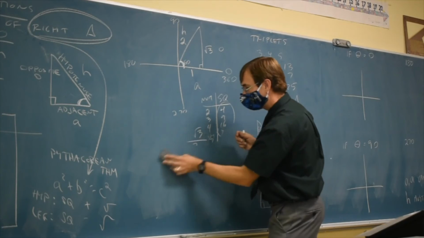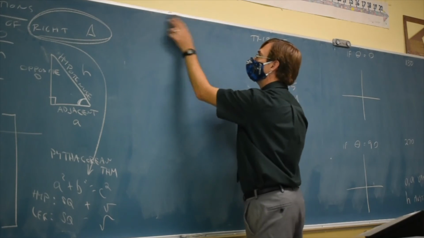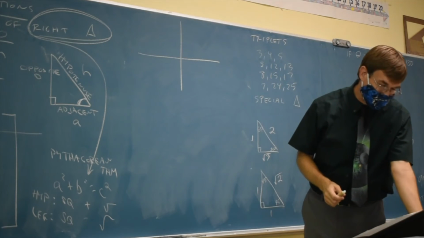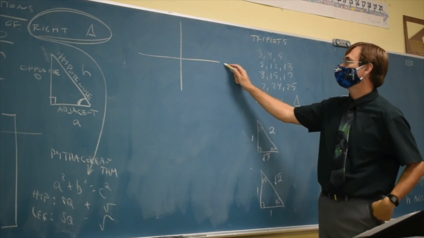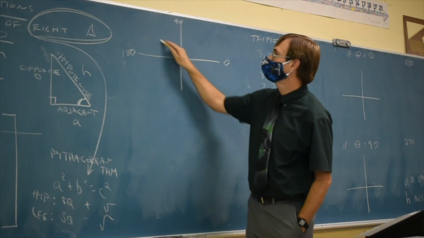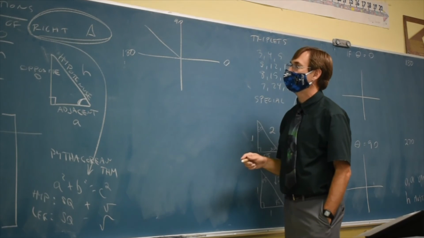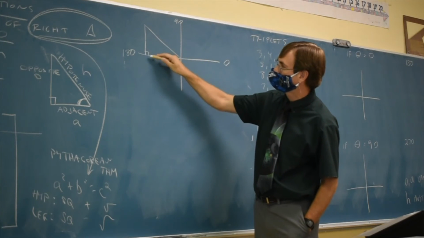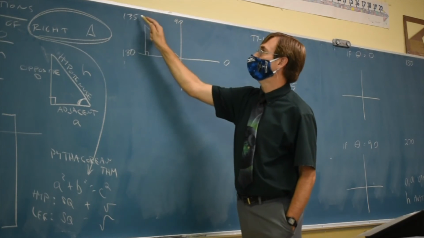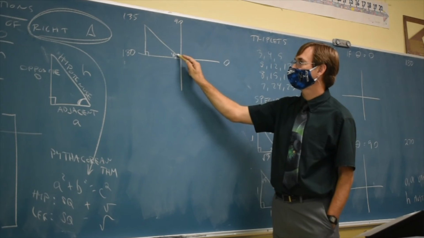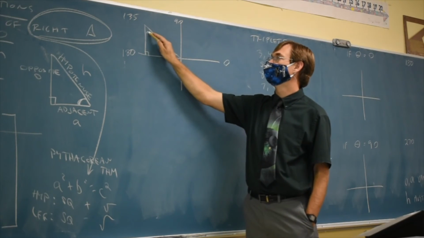Let me do 10. Same kind of scheme on 10. They say 135. So again, that's 0. That's 90. That's 180. Roughly, that's going to be 135. And then we always go to the x-axis. How far away is 135 from 180? 45, which makes this other one 45.